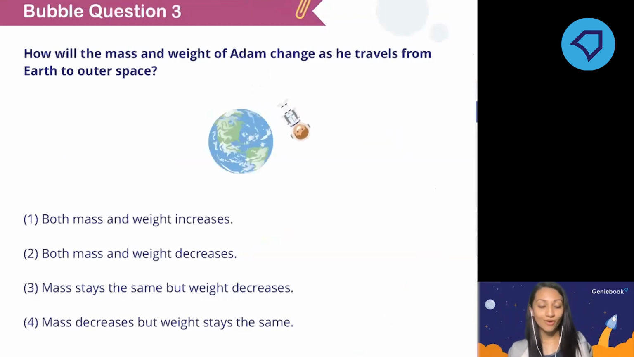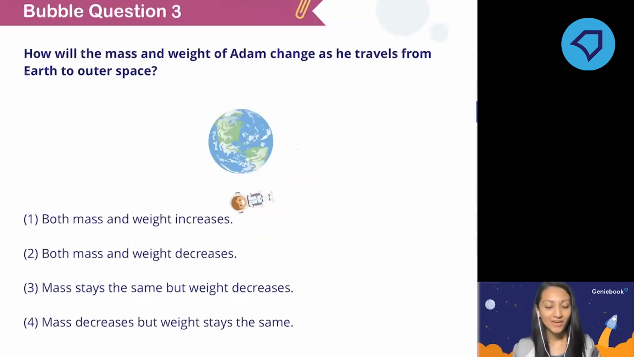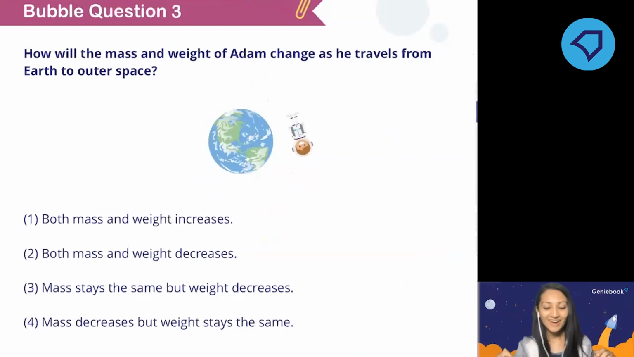Now, speaking of revolving, let's look at Adam. I like how Adam is just floating everywhere. How will the mass and weight of Adam change as he travels from Earth to outer space? From the center of the Earth, as he moves further away, look at the rocket behind me. Where is it? Moving away, right? What do you think will happen to his mass and weight? You need this knowledge from the previous slide, the difference between mass and weight.